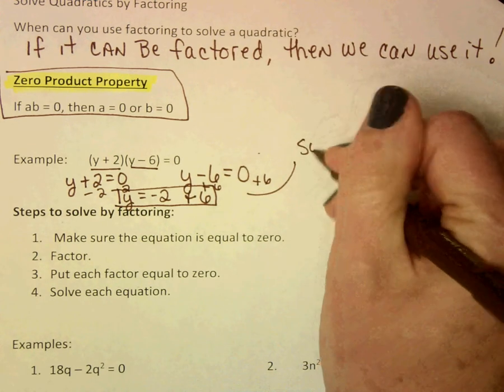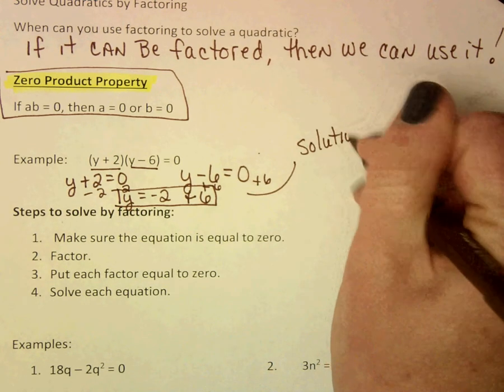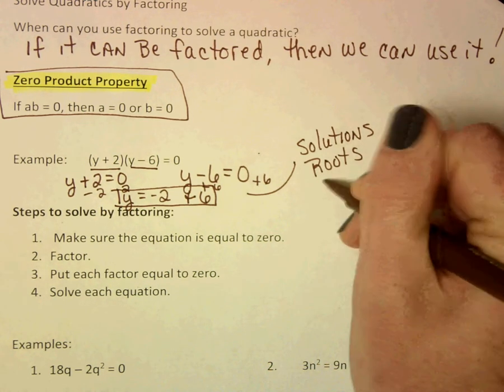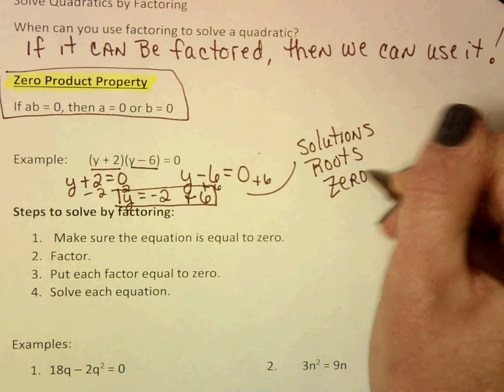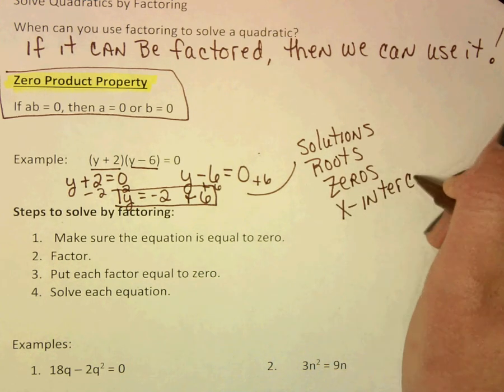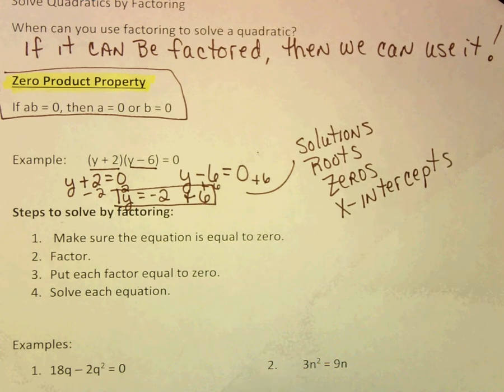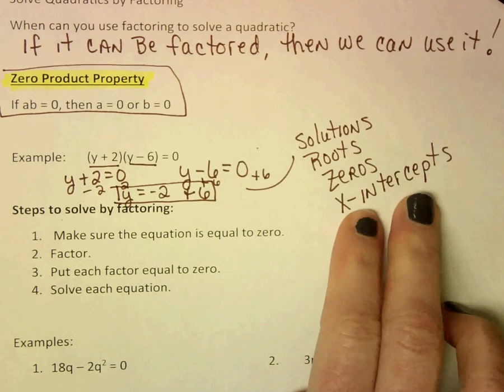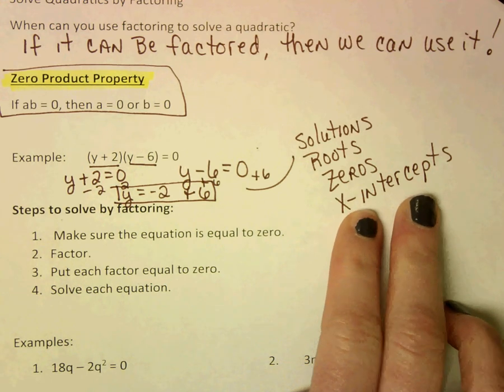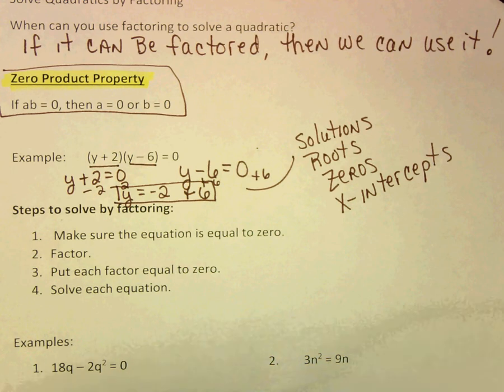Remember, those are called our solutions, our roots, our zeros, or our x-intercepts. They all mean the same thing. We talked about when we graphed that we can have two x-intercepts or roots or zeros. We can have one or we can have none. Okay, and the same applies when we're solving. So our solutions here would be negative 2 and 6.